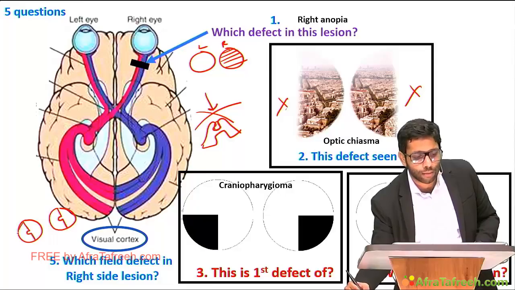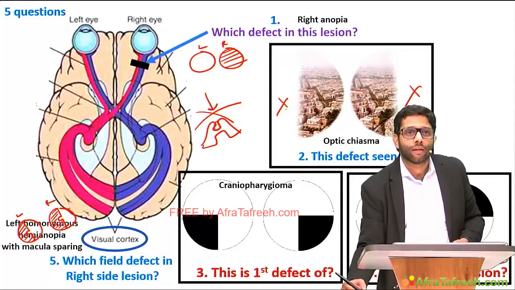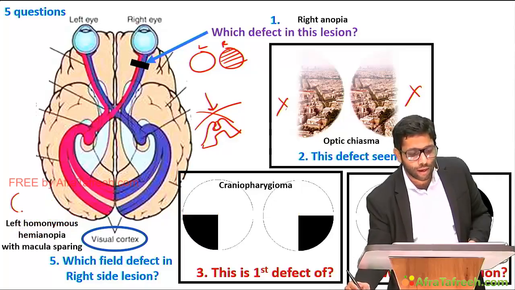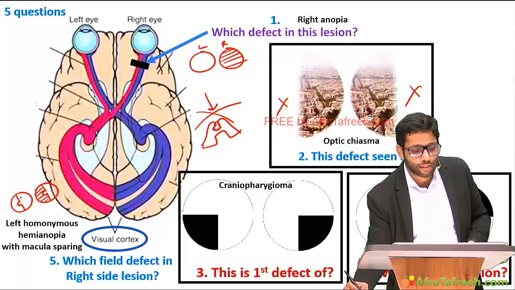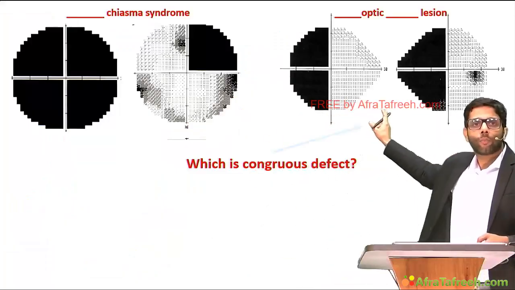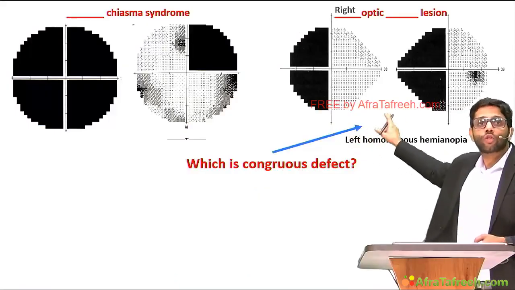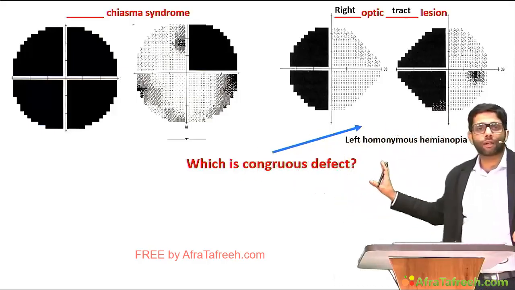Why is macula spared? Because the macula fibers have additional supply from the middle cerebral artery. So this is right and left visual field defect, left homonymous hemianopia with macula sparing is the answer, which I am drawing like this. If there's a left homonymous hemianopia without macula sparing, then the answer is this, optic tract lesion. This is congruous. Congruous means symmetrical defect. This is optic tract lesion. Right optic tract lesion will lead to left homonymous hemianopia. There is no macula sparing.